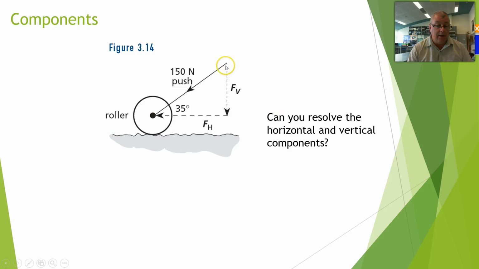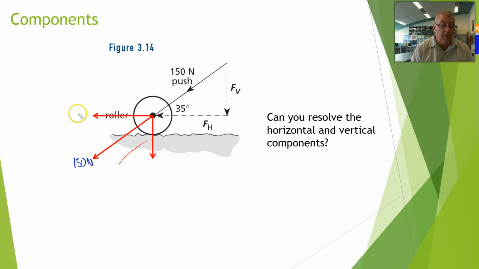Now, this triangle here is the triangle we would use to resolve it. If this is the center of mass, we could consider these vectors to be acting like this, where this arrow represents the 150 newtons push, this represents the horizontal component of that push, and this represents the vertical component of that. So we could replace this one vector with these two vectors and get exactly the same motion.